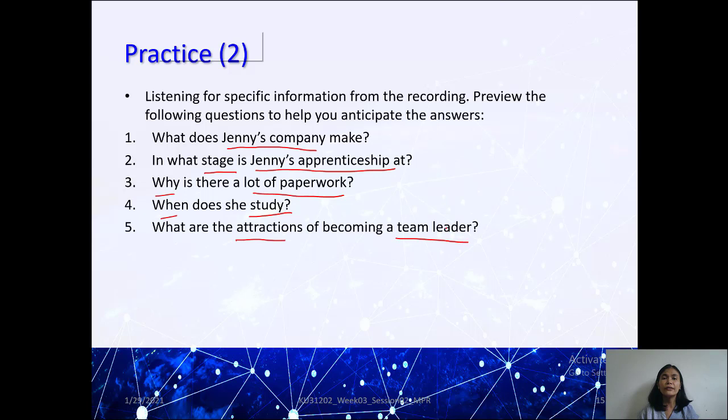Okay, so have a look at these keywords first, and then after that, as you listen to the recording later, I want you to pay attention only to this specific information. So later on, when you want to find the answer, you already know what to expect. Okay, so that is some strategy if you want to listen for specific information. So after you play the recording later, I want you to also answer these questions in your practicum book, and then we will discuss it later in our practicum session.